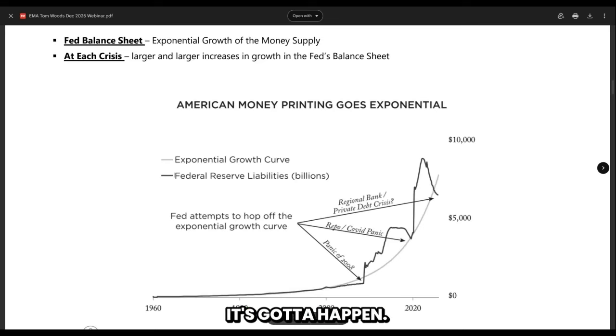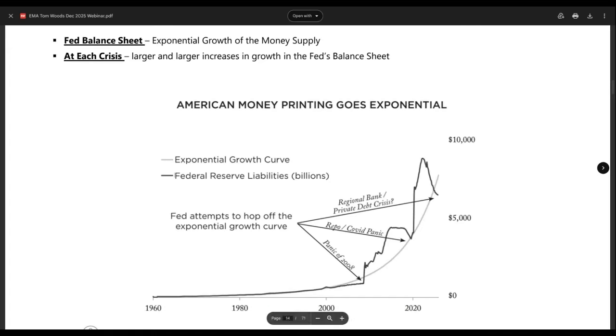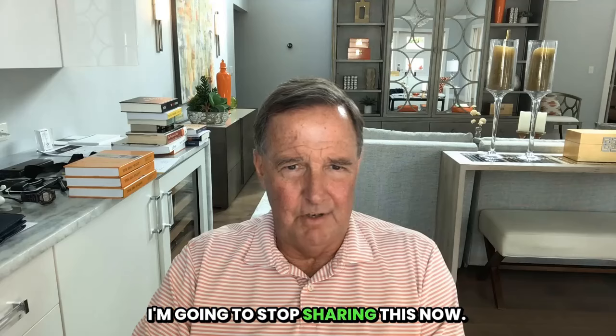It's got to happen. And I think Luke Roman says 6 months. Lynn is a little more thoughtful about it. She says, well, we could just have a gradual print. And she may be right. But I tend to think that more likely what will happen is once the floodgates open, they're going to really open. And you kind of see the indicator of all that stuff. I'm going to stop sharing this now.